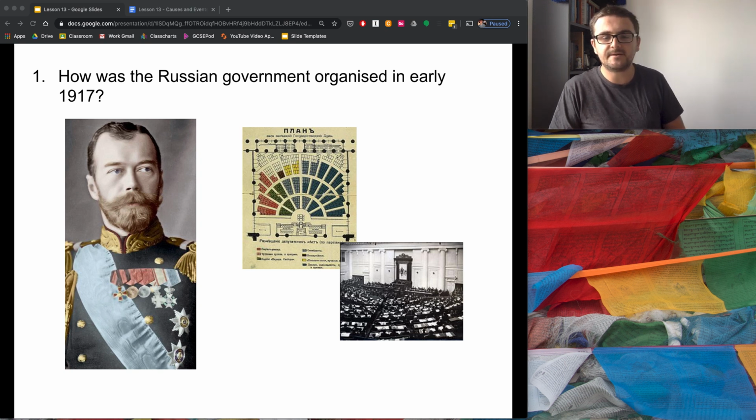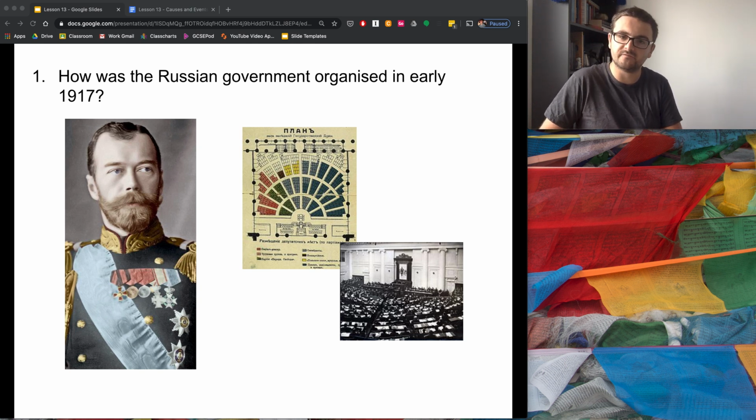Now, the head of the Russian government was that man there on the left, Tsar Alexander II. And he had almost complete control over the Russian government. It was very much a strong autocratic country.